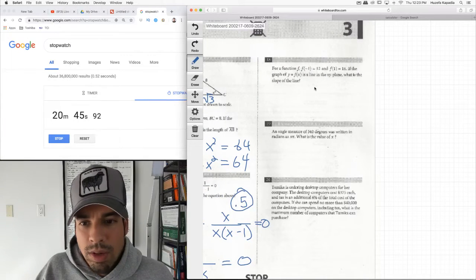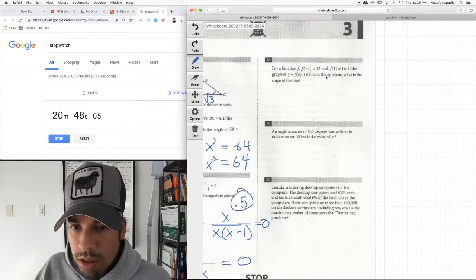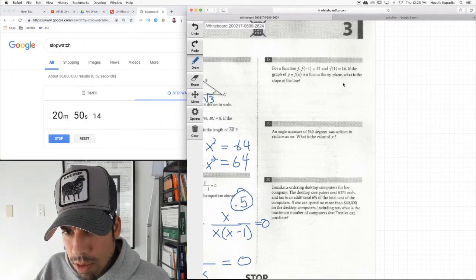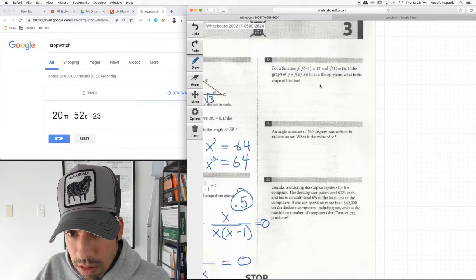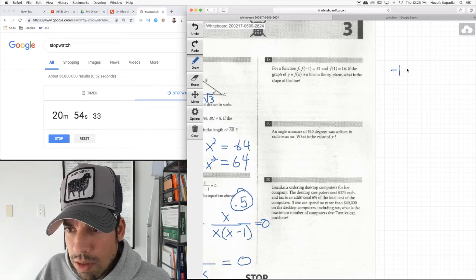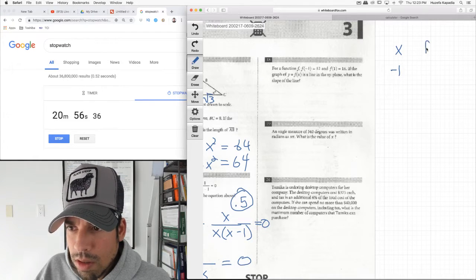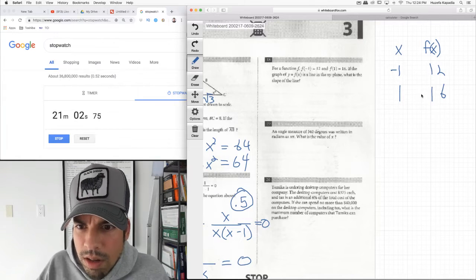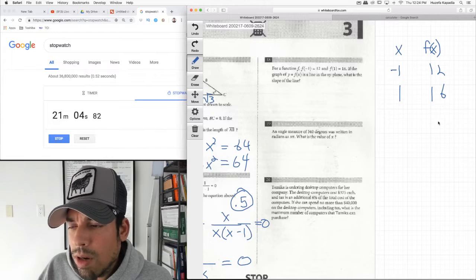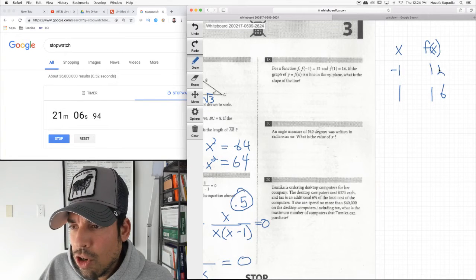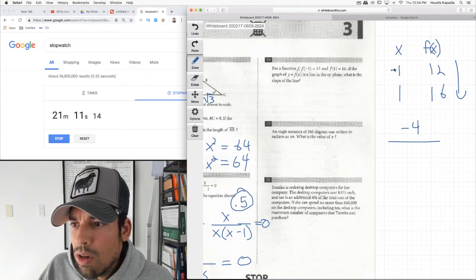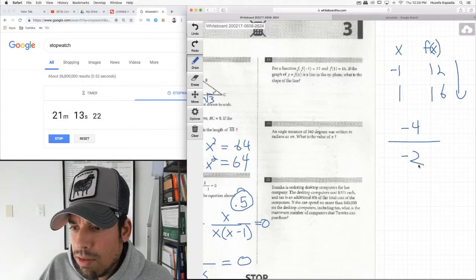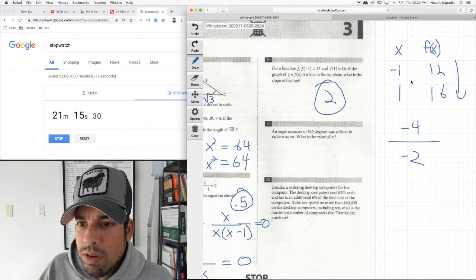Okay, we're not doing great in time, actually. I'm a little worried now. So for a function, f of -1 equals 12, and f of 1 equals 16. It's a line. What is the slope? Oh, that's not bad. It's just subtract down. Okay, so 12 minus 16 is -4 over -1 minus 1 is -2. So it's a slope of 2, right?